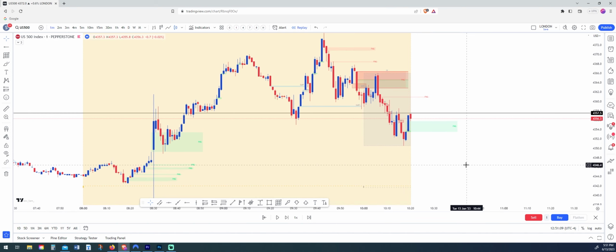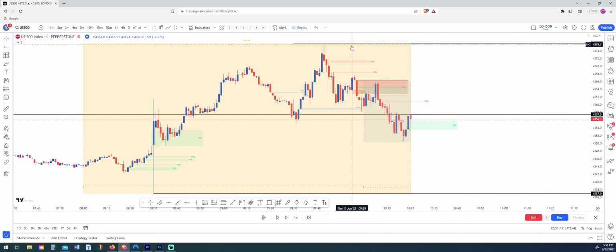So with our Silver Bullet setup, we're not waiting for a break of structure. We are waiting for our first fair value gap to get in line with price action. So given the fact that I've identified that this high is likely to be taken, this bullish fair value gap would be my entry trigger.